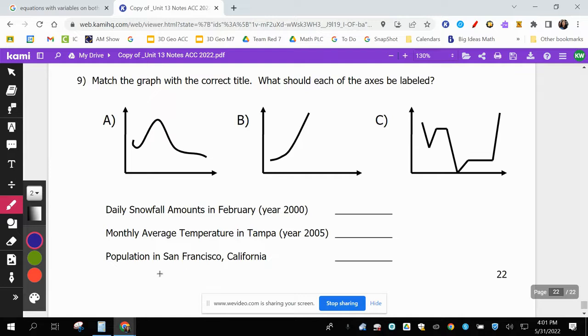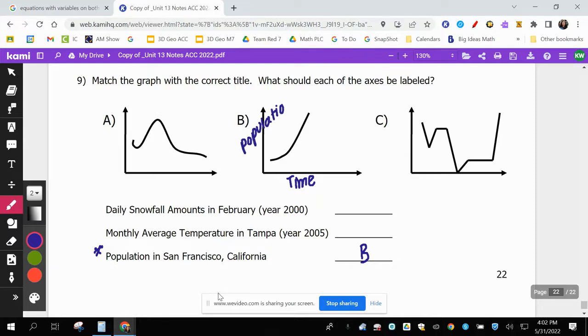I think the population of San Francisco, California might be the easiest one to start with, because ever since we moved out west as a country, San Francisco's population has just grown and grown and grown. So which one of these just shows consistent growth? The answer is B. And if I had to say what the axes would be labeled, I would say time would go here, like years, for example, and population would go here.